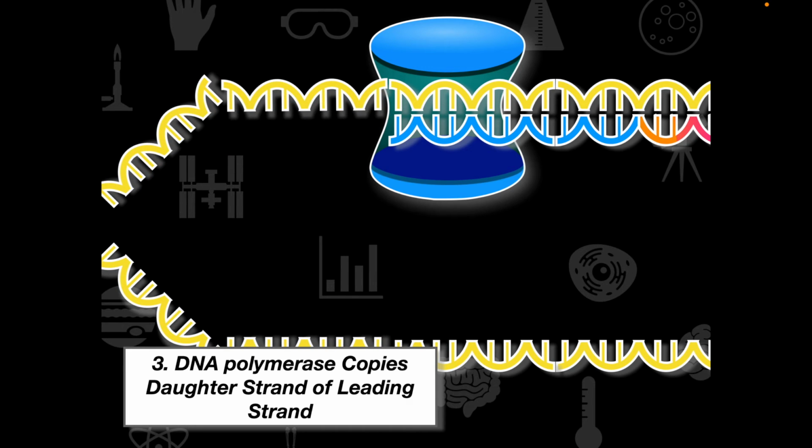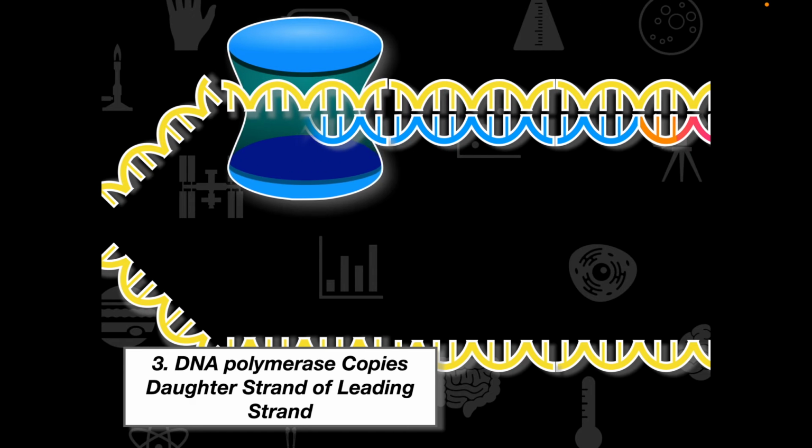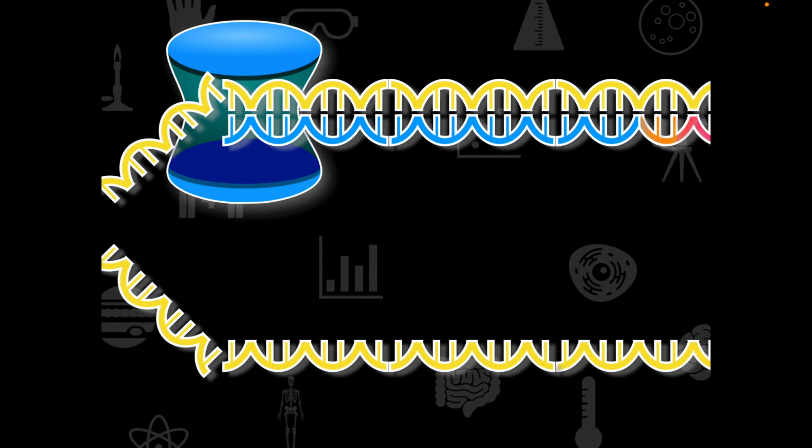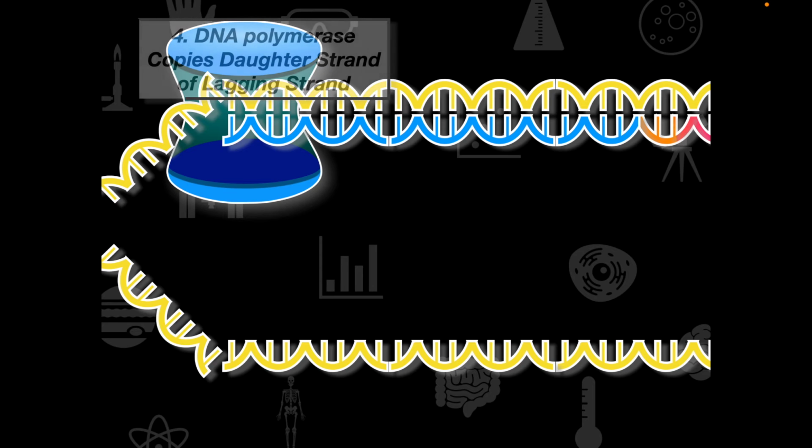So helicase is going to continue to unwind, and then we're going to see DNA polymerase go through and follow behind helicase and follow along that leading strand. Now the leading strand is the easier strand to go through and create because it only requires one primer segment.